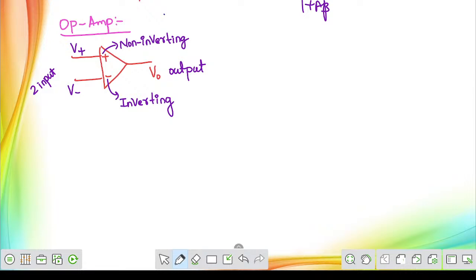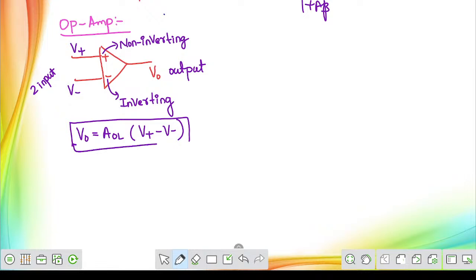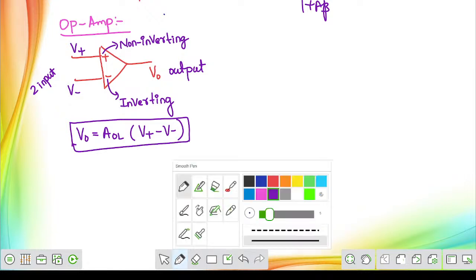Now after that, let us define the value of the output voltage. It is the open loop gain of the operational amplifier times the potential difference between the positive terminal and the negative terminal, that is, non-inverting terminal versus inverting terminal. This is the general output measurement of the operational amplifier. Now I will tell you one by one from here.